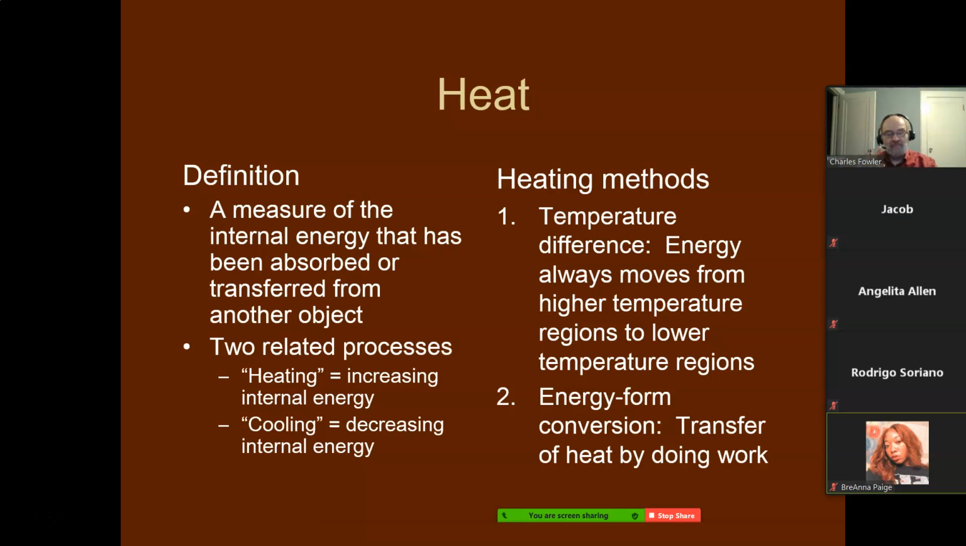Okay, now there is another way that you heat, and this is energy form conversion. That's transfer of heat by doing work. That would be like rubbing your hands together. Okay, there is a temperature difference there, but it's not like I'm putting a glove on the hand to increase the temperature. I'm rubbing them together. That's an energy form conversion, transfer of heat by doing work on the hand. So two different ways that you could do it.